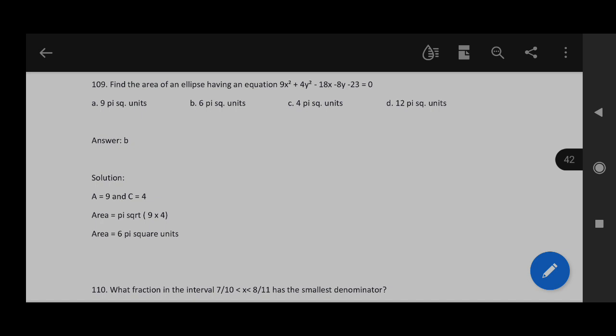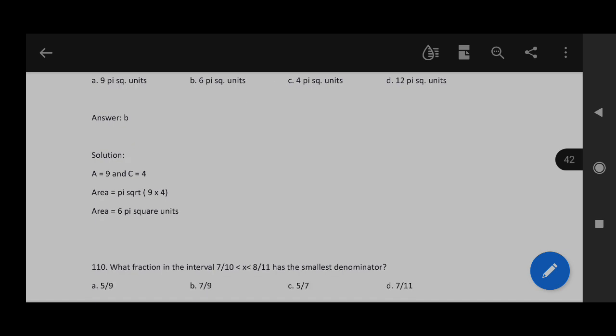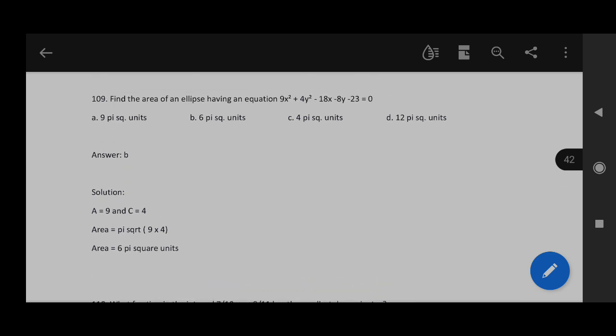Solution. A equals 9 and C equals 4. Okay? And then, the area of the ellipse is pi times the square root of 9 times 4. So, your area there automatically is 6 pi square units. Okay, it's that simple. But if you can't solve it, just Looksfam it: letter B, 6 pi square units.